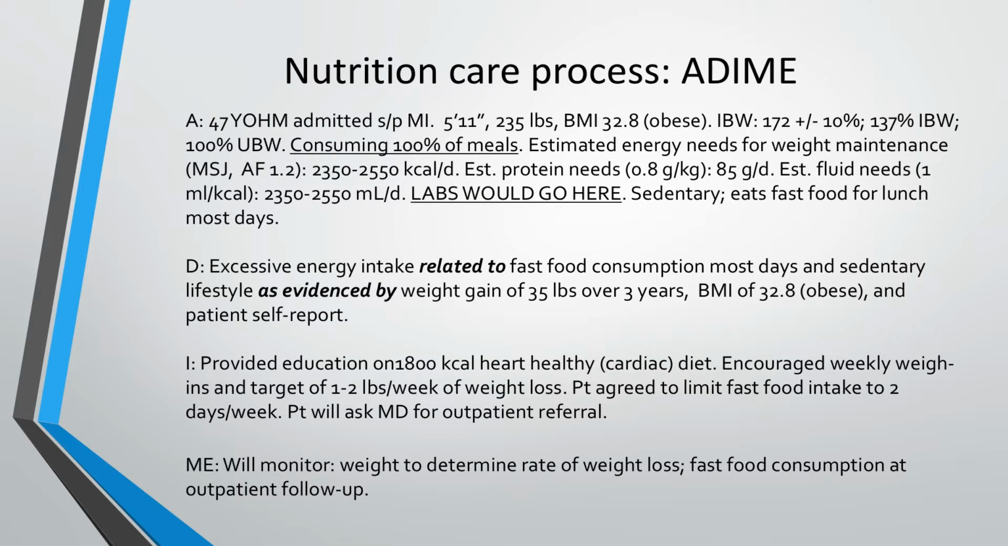So here's an example of an ADIME note that I might write. I've got his assessment here. I've done some stuff that we haven't got to yet, but just to give you an idea of what my note might look like. We have a 47-year-old Hispanic male admitted status post, that means after myocardial infarction, MI. I have his anthropometric information there, and here are my comparative standards. So he is 172% plus or minus 10% of his ideal body weight.